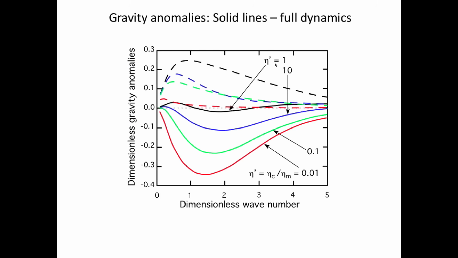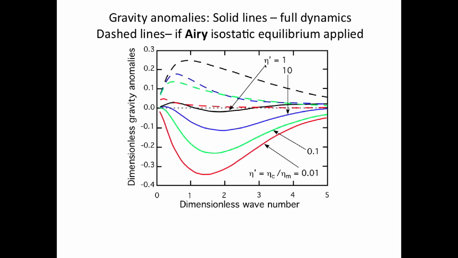Now, the best way to look at this is with gravity anomalies. So we calculate gravity anomalies for the full dynamical calculations. Again, here's our viscosity ratio, very low viscosity crust. Here, the crustal viscosity and mantle lithosphere viscosity are about the same. This one, where the crust is actually 10 times more viscous than the mantle lithosphere, and here, where it's 10 times less viscous than the mantle lithosphere. And of course, again, we compare this with the isostatic ones, Airy isostatic equilibrium, and we get all these positive dashed lines up in here.